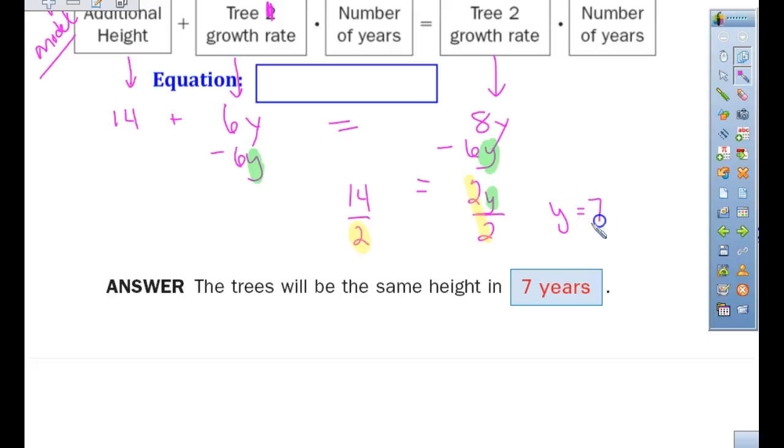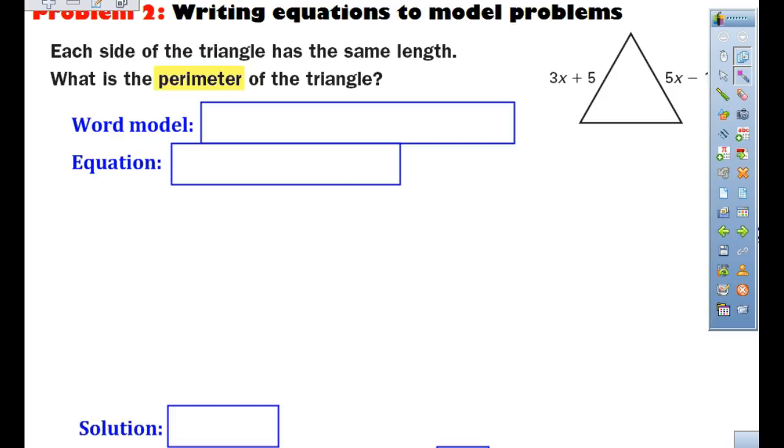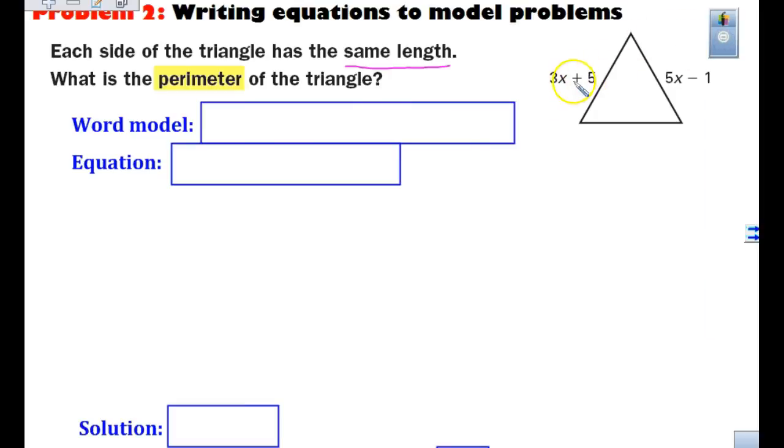So your homework tonight that you are working on is going to look something like this, where you're going to have these types of problems. Okay? When you read this one, Noah, would you read the problem first? Each side of the triangle has the same length. What is the perimeter of the triangle? So, our word model, if each side is the same length and one side is 3x plus 5 and the other is 5x minus 1, the word model would be the two sides are the same. So side 1 of the triangle has to be equal to side 2.